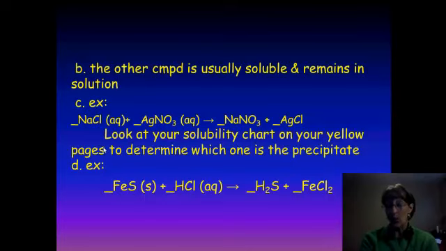How do you know which one is the precipitate and which one is not soluble in the water? Look on your solubility chart and find out. Circle the one that is the precipitate, or the one that is leaving the reaction environment. And then balance the equation. Pause this, balance the equation, and look at your chart. Go do this now.